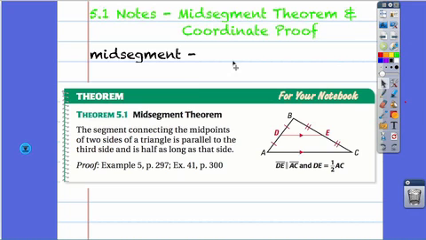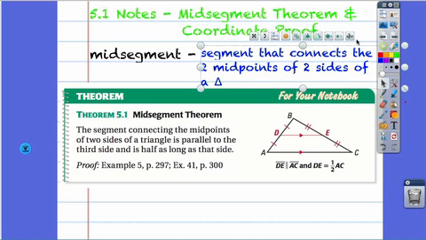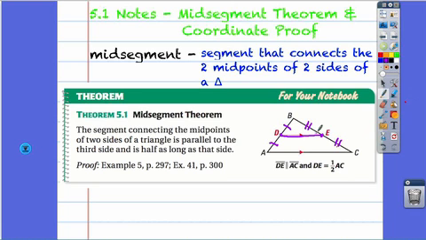So, starting with what a mid-segment is. It's a segment that connects the two midpoints of two sides of a triangle. So for example, down here, if we were to say that D and E were midpoints, we know that because it divides the sides into two congruent halves. And so this segment DE is our mid-segment. So it connects two midpoints of two sides of a triangle.